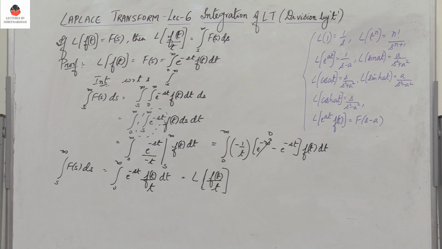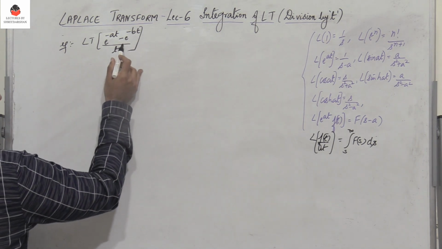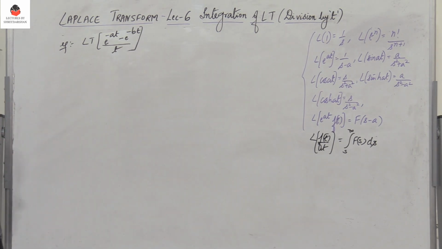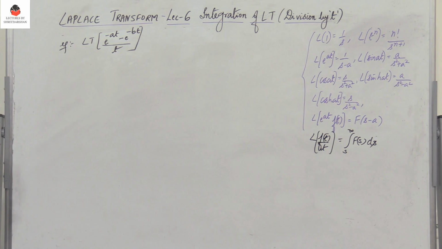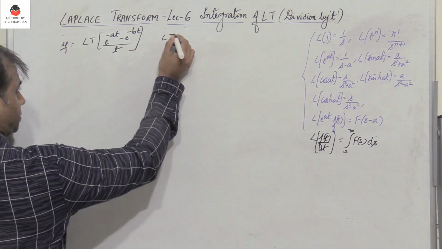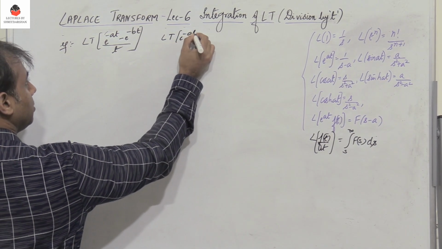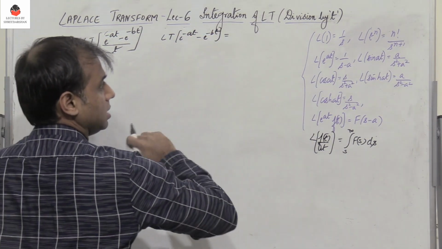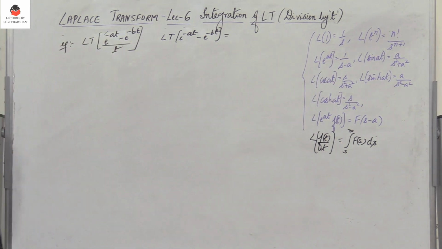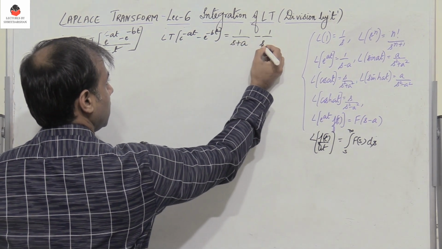So let us take a few examples. So first example, find the Laplace transform of e power minus at minus e power minus bt divided by t. Now according to the expression, if the given function f of t is divided by t, then find f of s and then integrate it within the limits s to infinity. So consider the numerator as f of t. So find the Laplace transform of e power minus at minus e power minus bt. So which is nothing but, so here e power minus at, you know that Laplace transform of e power at is 1 by s minus a. So since you have minus a, it is 1 by s plus a minus 1 by s plus b.